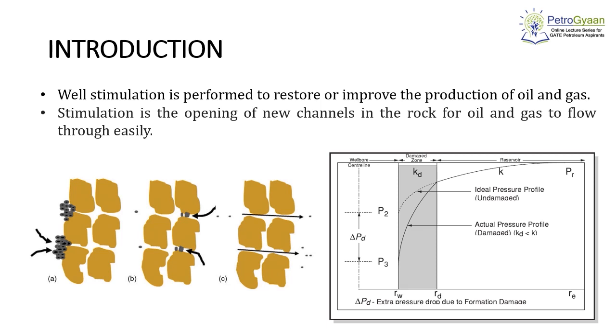Here we have well stimulation, in which we are not changing any reservoir property, but by use of this technique we can alter the in situ parameters near the vicinity of the wellbore. Now consider these are the rock grains. These are totally blocked by foreign materials, invaded during drilling or completions, let's say. So if we remove this material or bypass it by creating new channels, then our flow of fluid will be very smooth and in very high quantity. In other words, well stimulation is opening of new channels in rock for oil and gas to flow through easily.